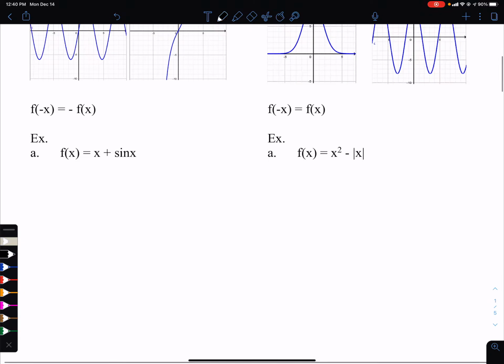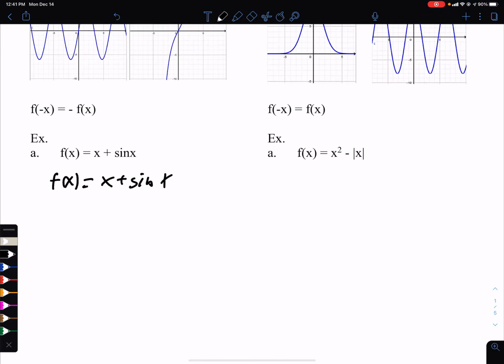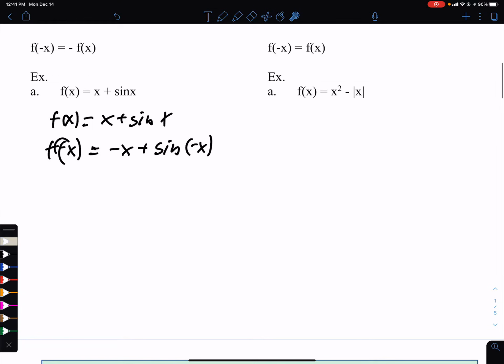So let's do this. F of x is x plus sine x. F of minus x is going to be minus x plus sine of minus x. Now, here's a question. What is the sine of minus x in terms of sine? Because I want to compare these two answers. If they are opposites, they're odd. If they're exactly the same, then it's even. Well, unit circle time.